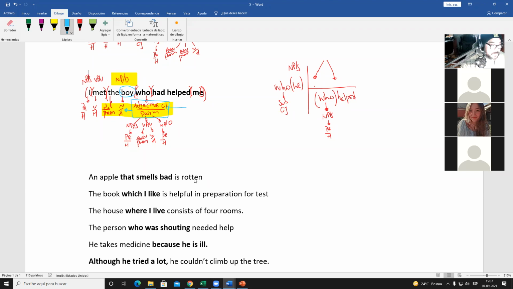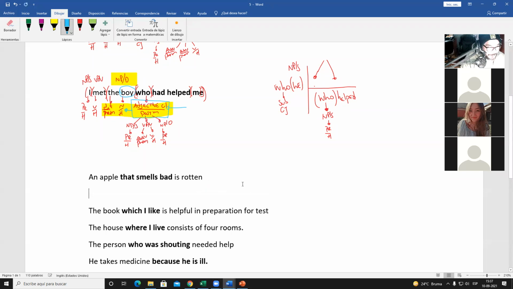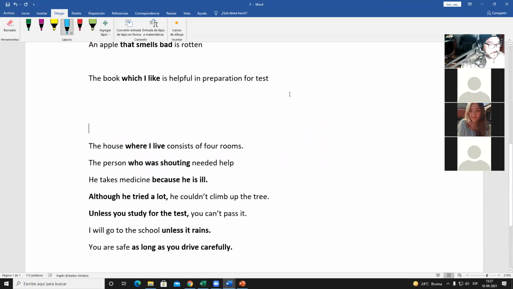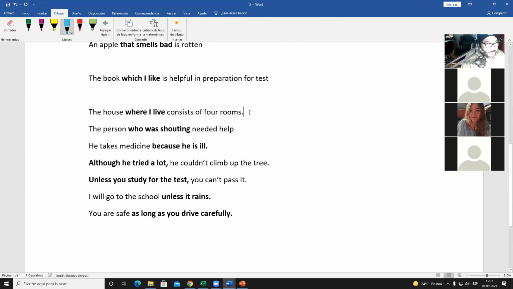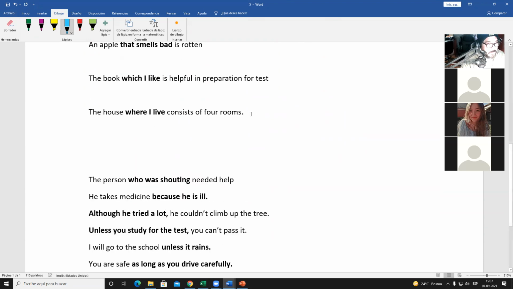An apple that smells bad is rotten. Esa ya la hicimos, así que nos vamos a saltar a la que sigue. The book which I like is helpful. Ah, también la hicimos. Nos vamos a saltar a la que sigue. The house where I live consists of four rooms. Okay, so the house where I live consists of four rooms. It consists of four rooms.